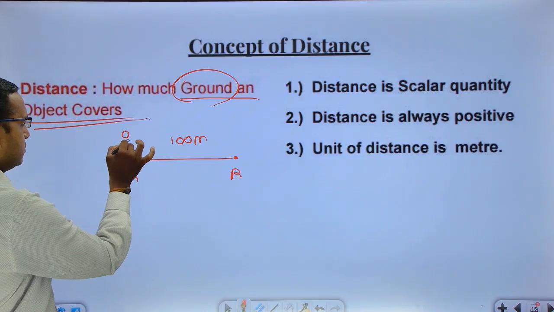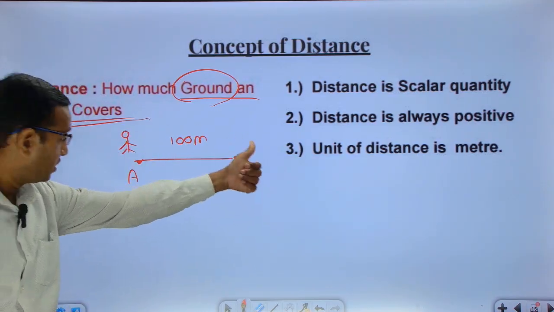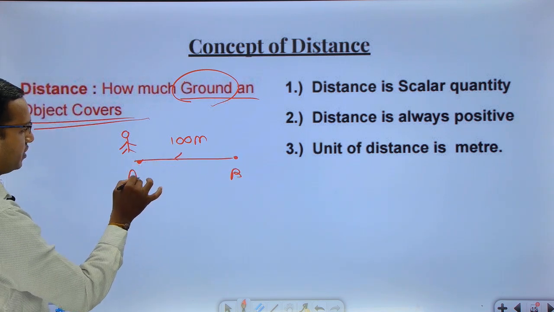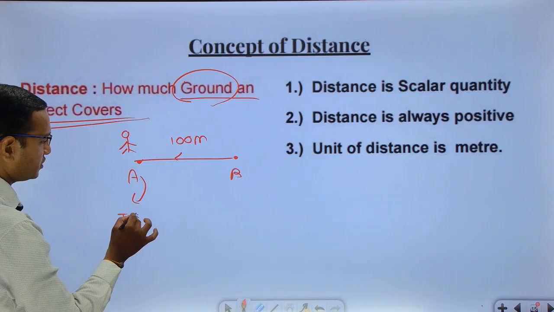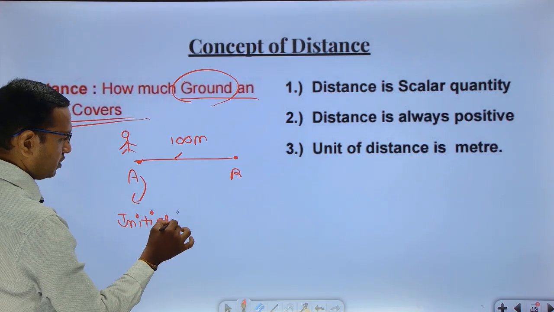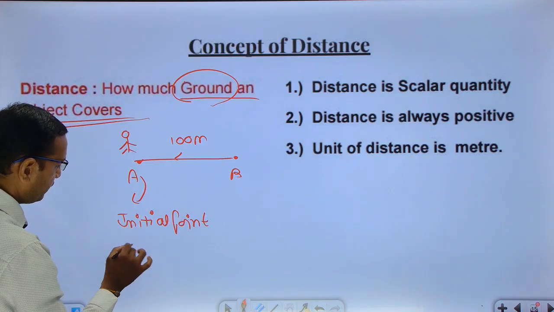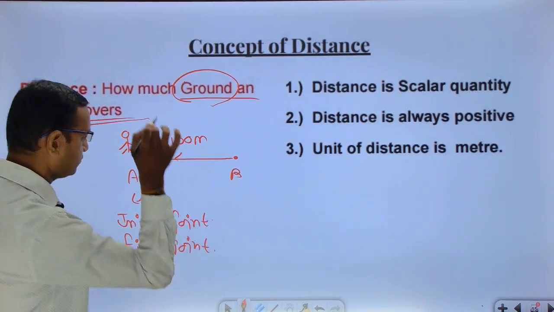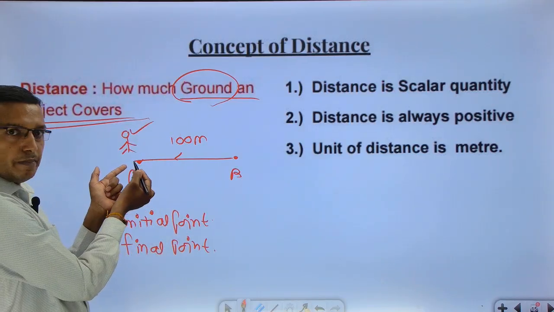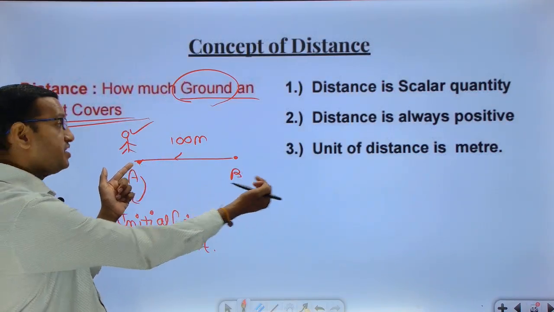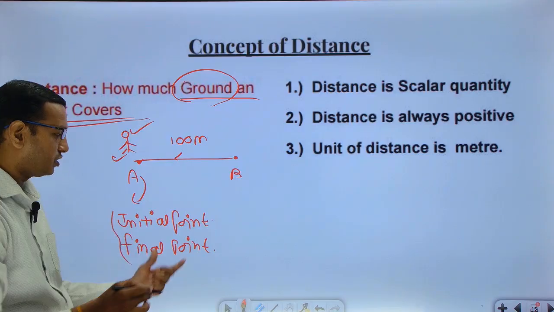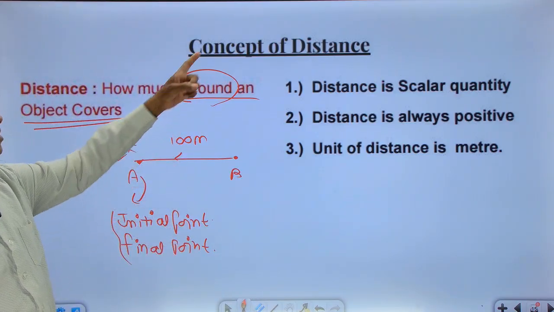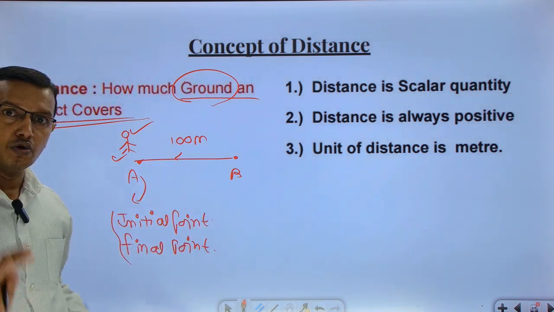The object is starting here and going to B. It is not stopping at B. Again, it is taking the same path and stopping at the same point A. So the initial point and final point are A itself. They are not B. B is just some intermediate point. If the initial and final points are the same, even then the distance will not be 0.